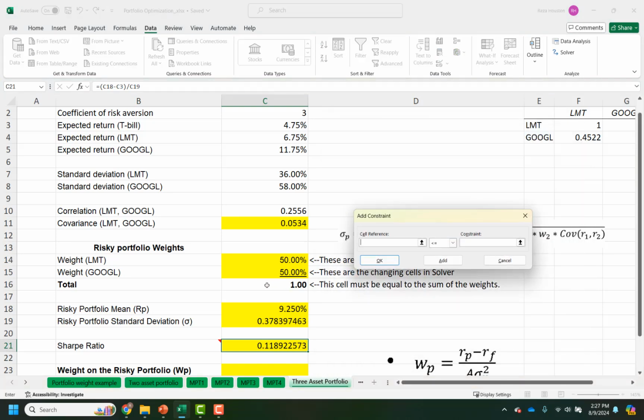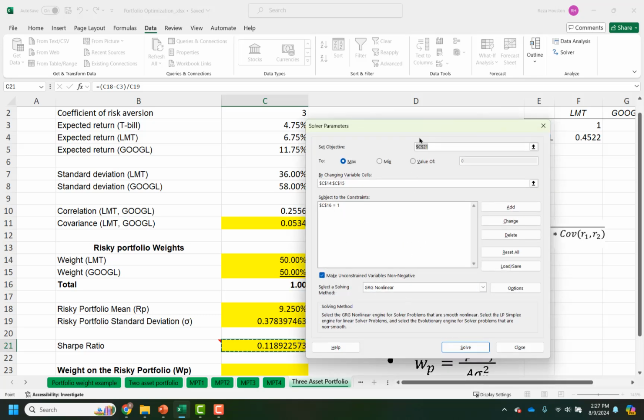And what I've gone ahead and done here is I've built in this cell, the total cell, and what this does is it takes the sum of these two cells. So if you were to look in this cell, what you'd see is that the formula in it is sum of C14 and C15. Okay, so I'll set this equal to 1 or 100%. Click OK. And now we have everything we need.